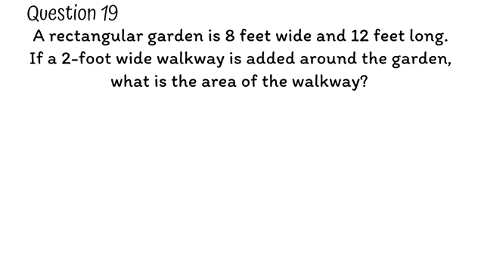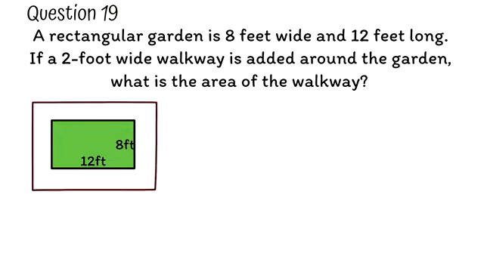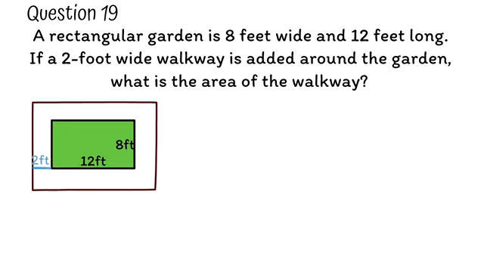Draw a rectangle to represent the garden. The width of it is 8 feet and length is 12 feet. Draw another rectangle around the first rectangle to represent the 2 feet walkway added around the garden. Note that the walkway was created 2 feet around the garden. This implies that a 2 feet walkway is added to the left and to the right side of the length of the garden. Now to get the length of the garden plus the walkway, add the 2 plus 12 plus 2 together.